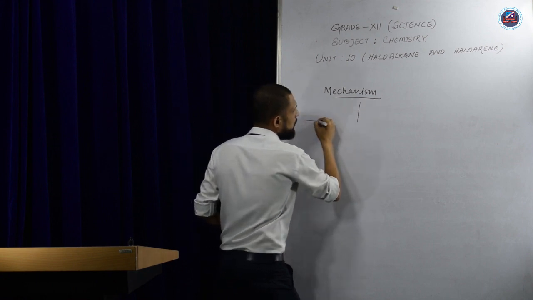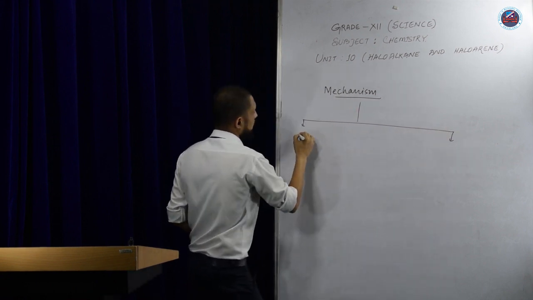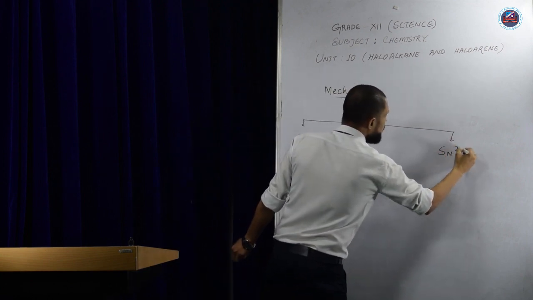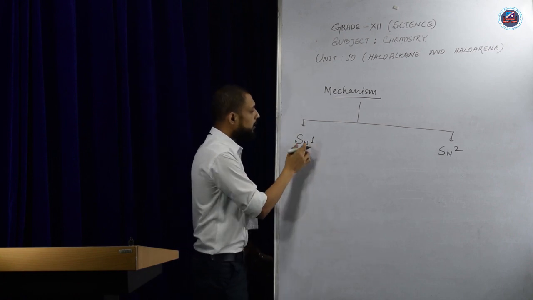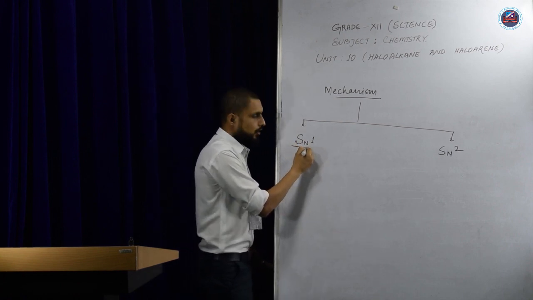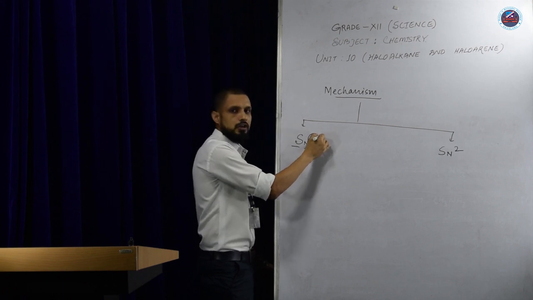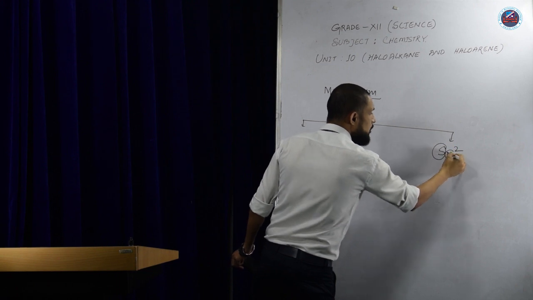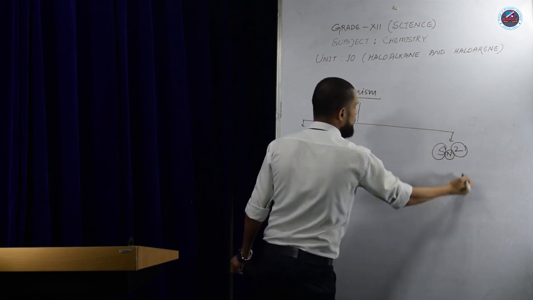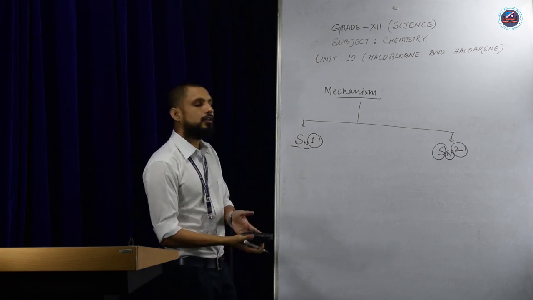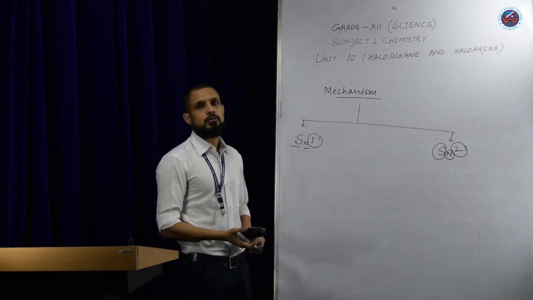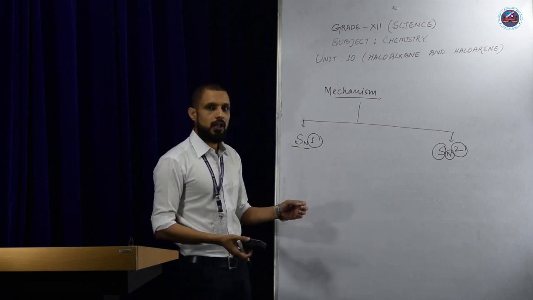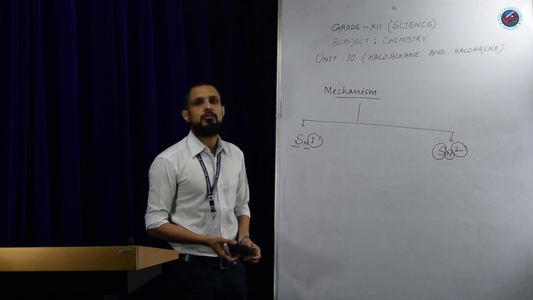So when it comes to nucleophilic substitution reaction, there are two very important types of mechanism, that is SN1 and SN2. SN1 is substitution nucleophilic unimolecular, whereas SN2 is substitution nucleophilic bimolecular. So we are going to study these two mechanisms in detail. We also will study how the reactivity depends on different types of alkyl halide. So we'll study the mechanism in the next video.